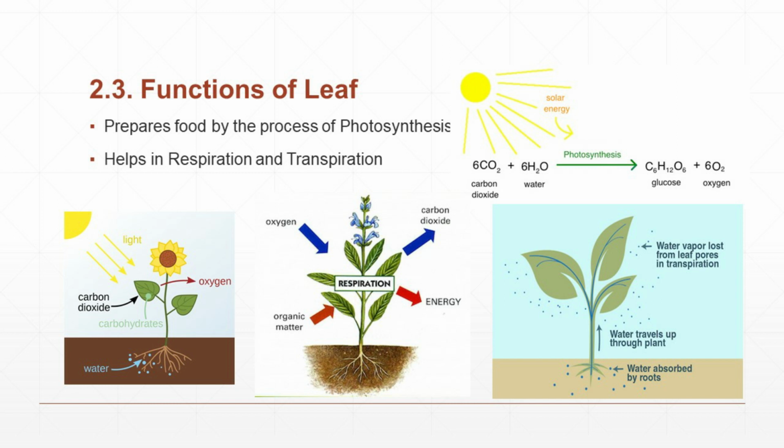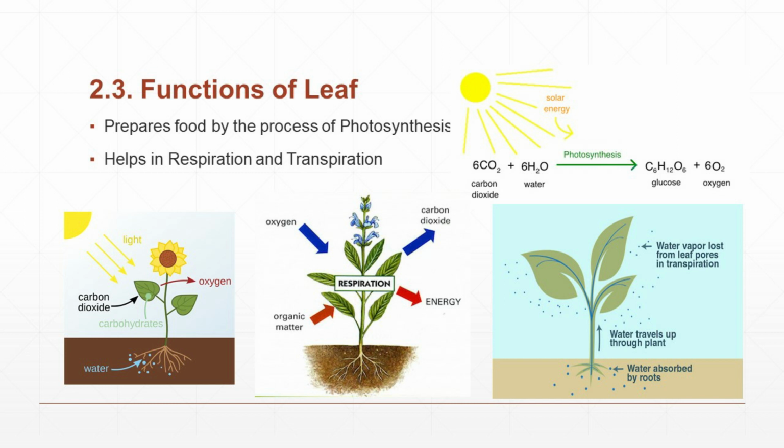The formula is given: 6 CO2. CO2 means carbon dioxide. 6 H2O. H2O means water. Carbon dioxide and water react together in the presence of sunlight and chlorophyll. It can manufacture glucose and oxygen. So while preparing glucose, or while manufacturing food, the leaves release oxygen. In this way, the leaves are purifying the air. It takes in carbon dioxide and gives out oxygen.